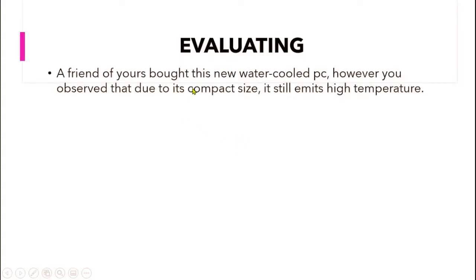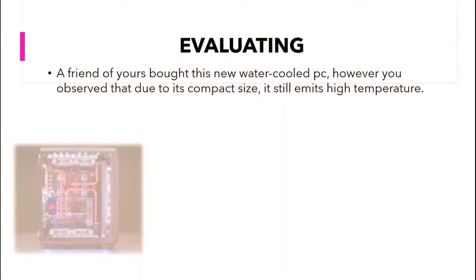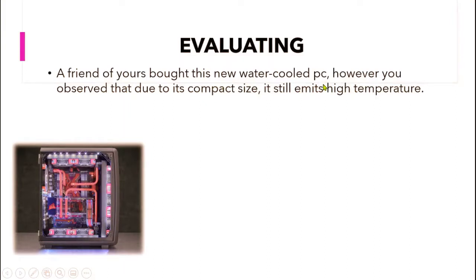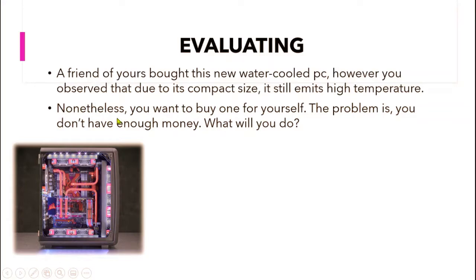Next one is evaluation. You're going to use the things that you have gained from the 5 levels, and you're going to take the concepts that you have learned from the 5 levels of thinking, and then take that same idea and try to apply or relate it to other things. So the activity would be: a friend of yours bought his new water-cooled PC. However, you observe that due to its compact size, it still emits high temperature. Nonetheless, you want to buy one for yourself. The problem is you don't have enough money.